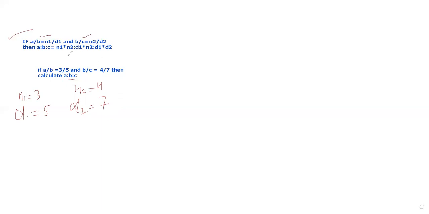Okay, now we want to calculate the value of A is to B is to C. I already told you how to calculate it. The best way is to apply this formula. So how can we do it? Let us see now. A is to B is to C will be equal to.